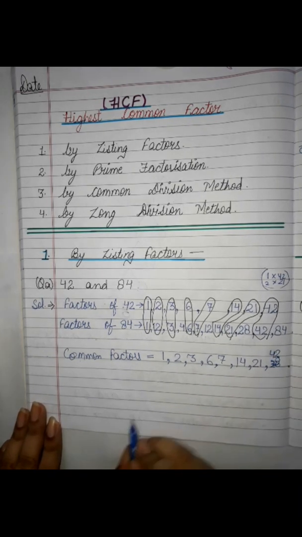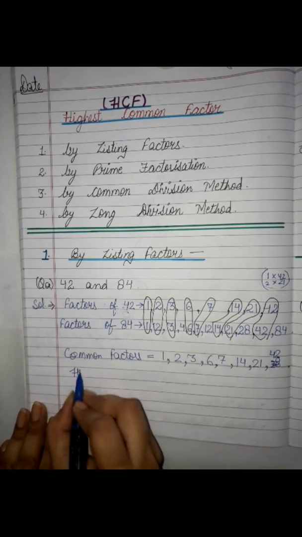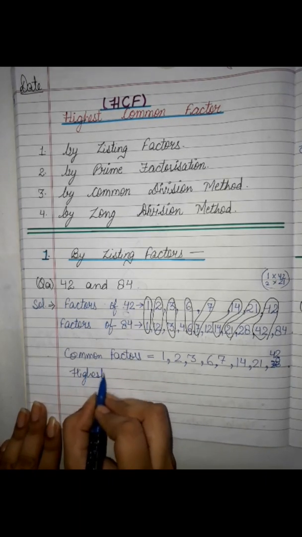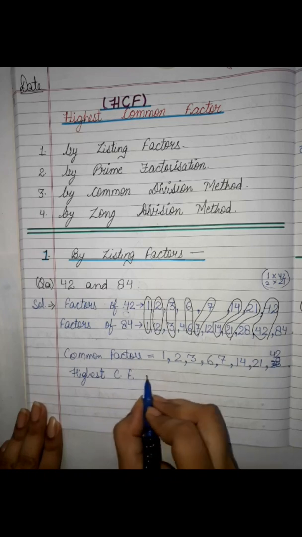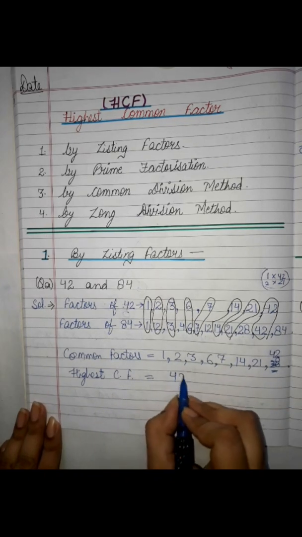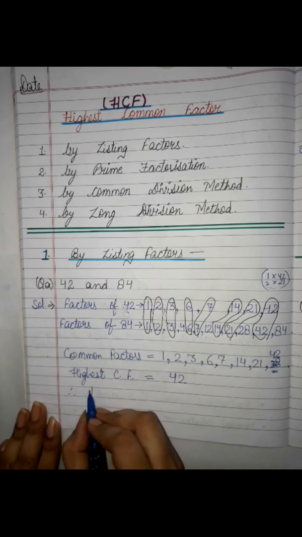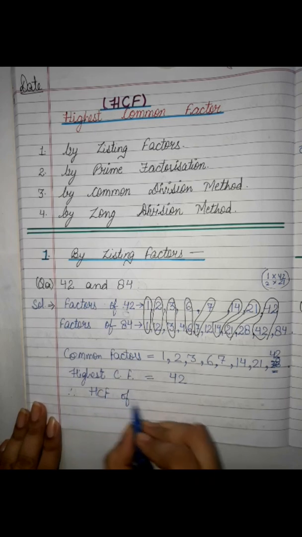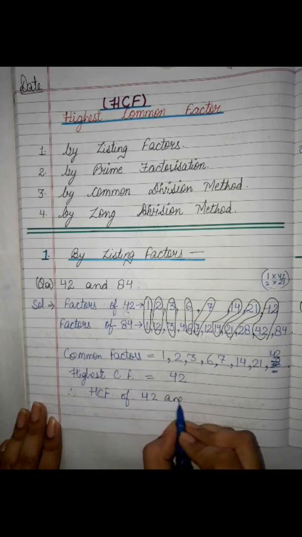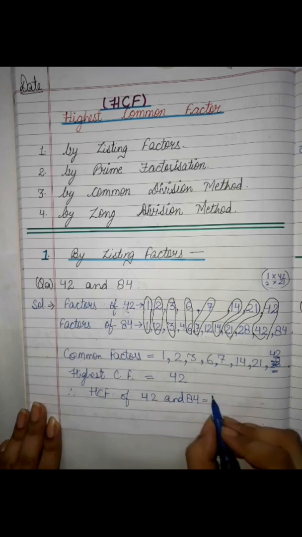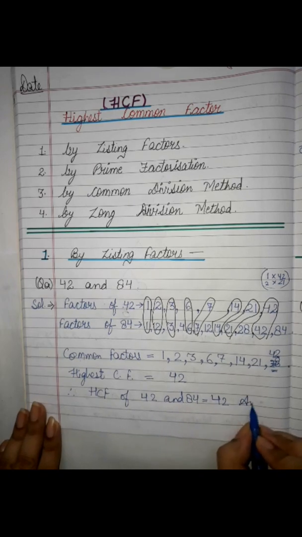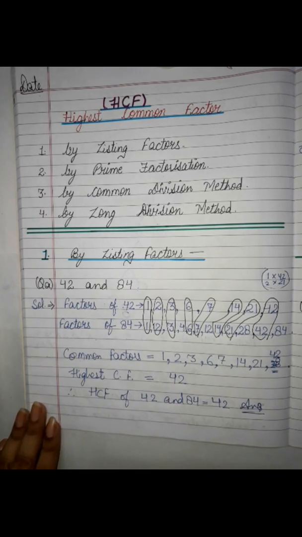Now children see, which is the highest common factor? It is 42. So therefore HCF of 42 and 84 is equal to 42, answer. I hope it is clear.